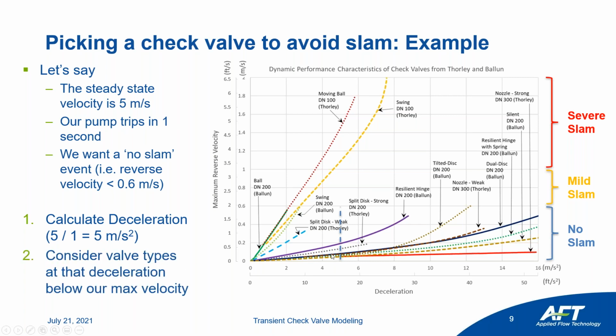Depending on that deceleration, we can look at the different types of check valves that fit below our maximum reverse velocity. So here we can see that we have quite a few options. Again, this is where all the other engineering decisions start to come in of how reliable is it, how much does it cost up front, what does it cost to maintain, but you have a wide set of options to consider, and you've also ruled out quite a few options to look at, which is good.